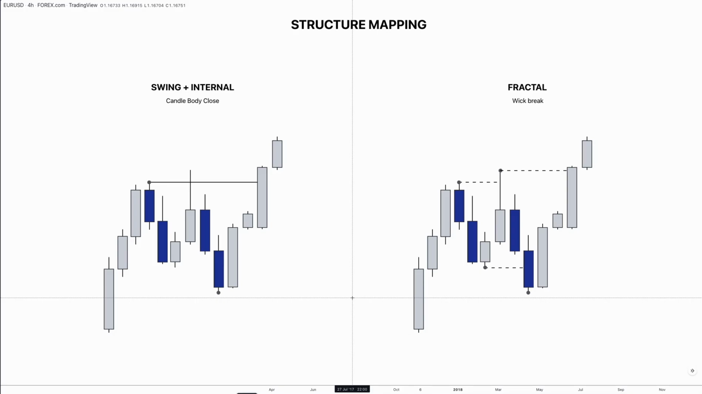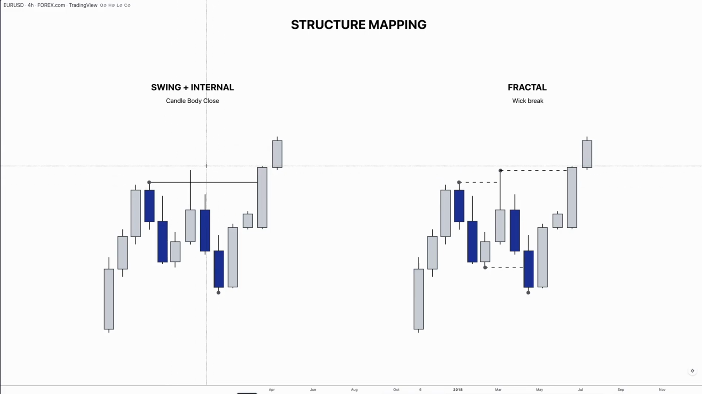At this point, don't worry if you don't know the exact differences between swing, internal, and fractal and all that fun stuff. We're going to get into it. But essentially, what we need to remember is we always use candle body closure for structure breaks, for basically everything. And anytime we use wick breaks is for fractal structure, when we're looking at change of character, okay? So this will become very clear in the following lessons, but I just thought it'd be good to cover this now.